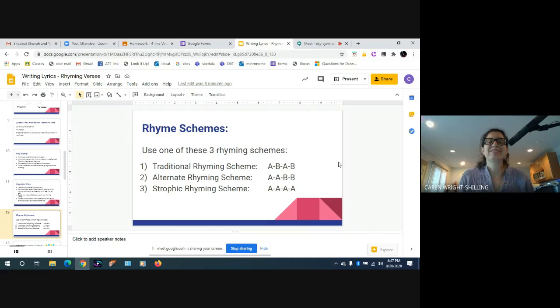Number 2 is the first 2 lines rhyme and then the second 2 lines rhyme. That makes this way or this way. There we go. The third one, all 4 lines rhyme with each other. I will show you examples.